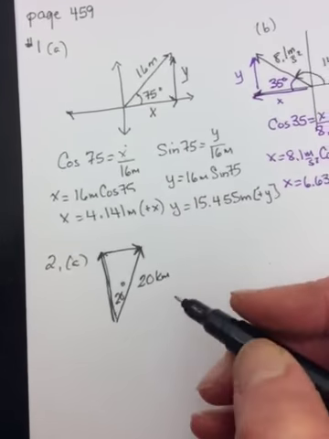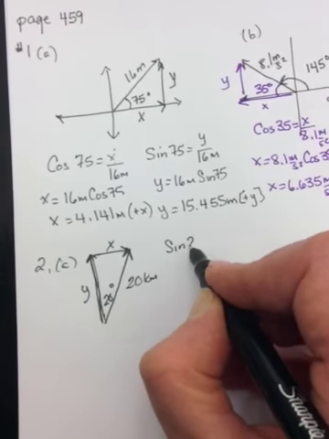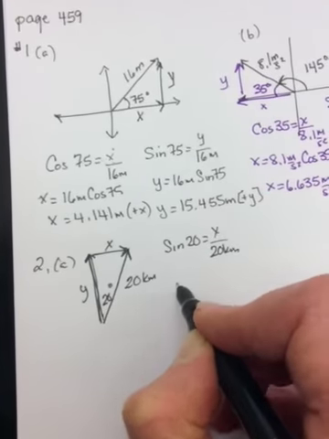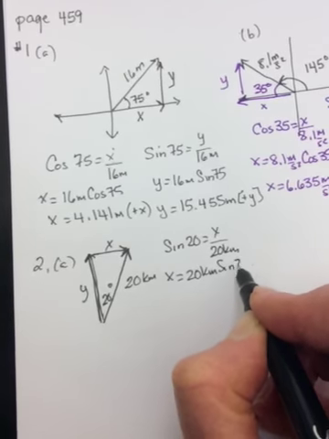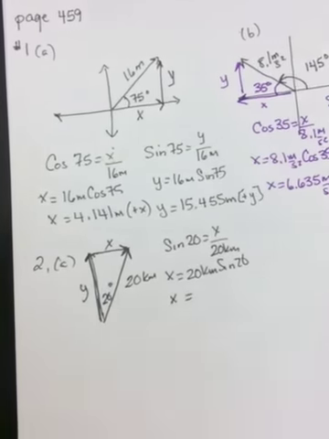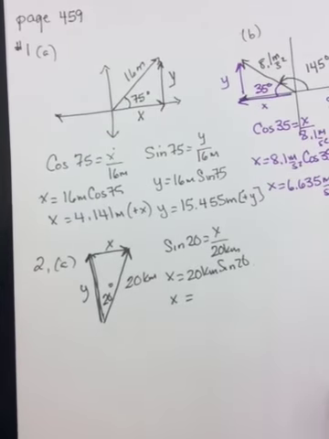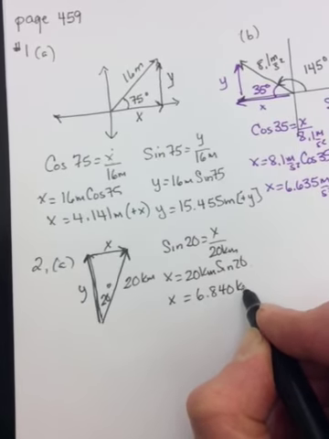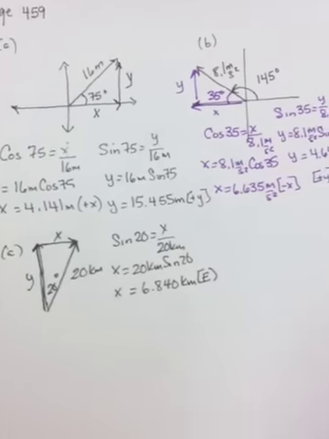Yeah. Okay, so this is y, this is x. X this time is going to be sine. So sine of 20 is equal to x over 20 kilometers. X is equal to 20 kilometers times the sine of 20. X is equal to 6.840 kilometers. Which way? This time we know it's east, we were told in the question.